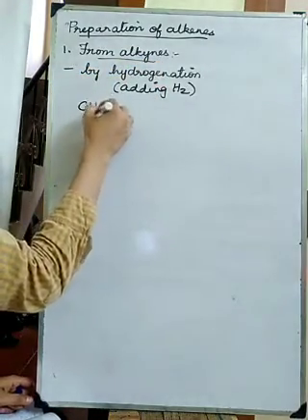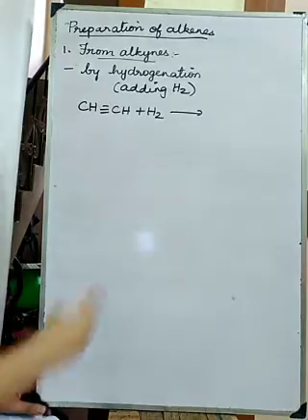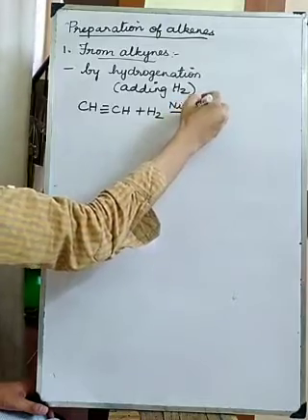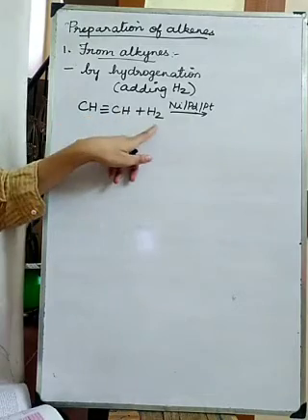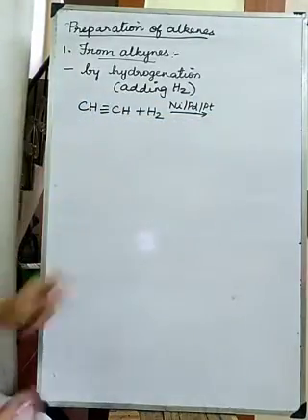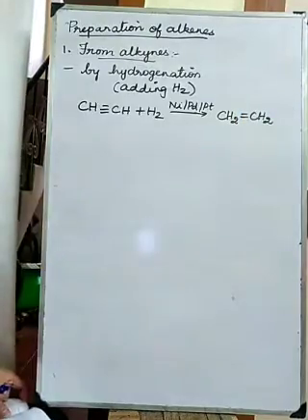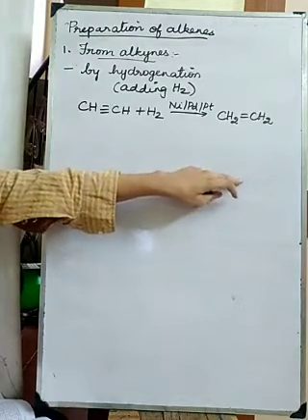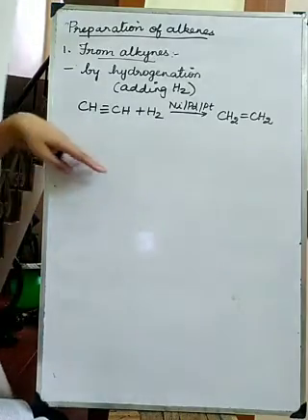So CH triple bond CH plus H2. It will take place in the presence of a catalyst. What catalyst? Nickel or palladium or platinum. What will happen? One hydrogen will get added this side, another hydrogen will get added this side, and the triple bond will change into double bond. So CH2 double bond CH2. If I add one more hydrogen to this, I will get alkane. That we studied in preparation of alkanes. But for alkenes, we will stop here itself.